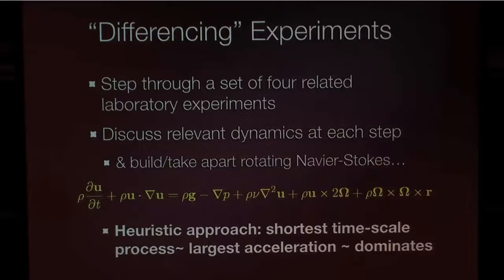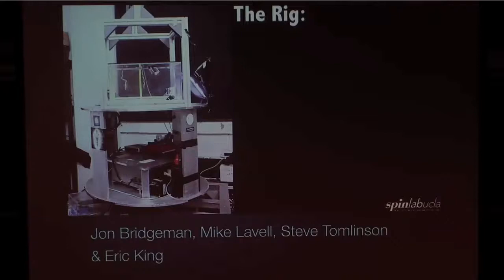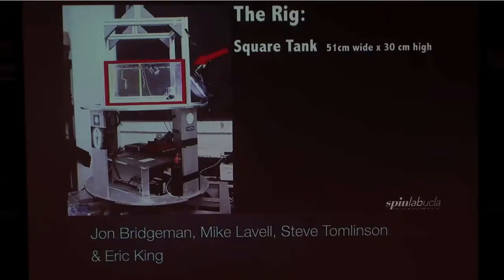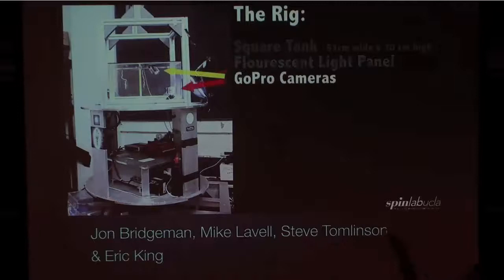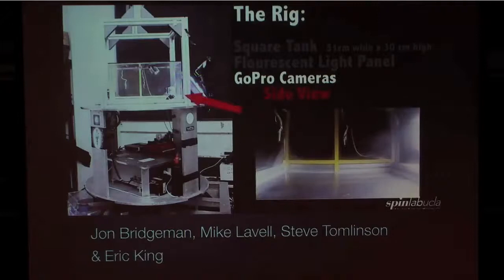Okay, here's the setup. We've got, let's see, I think this is a movie John Bridgman made. Yep, we'll kind of play it. I don't think I can speed it up. But there's a square tank. It's on a rotating table. It's got a fluorescent light panel in the rotating frame. It's got a couple of GoPros, one on the side, one kind of oblique. Yep, there's the side view, there's the oblique view.